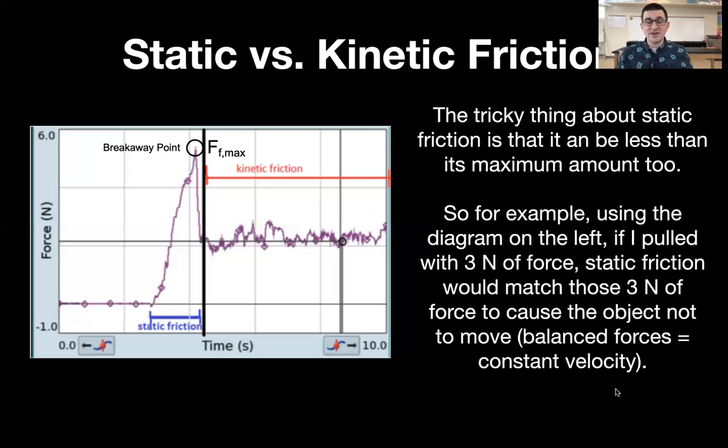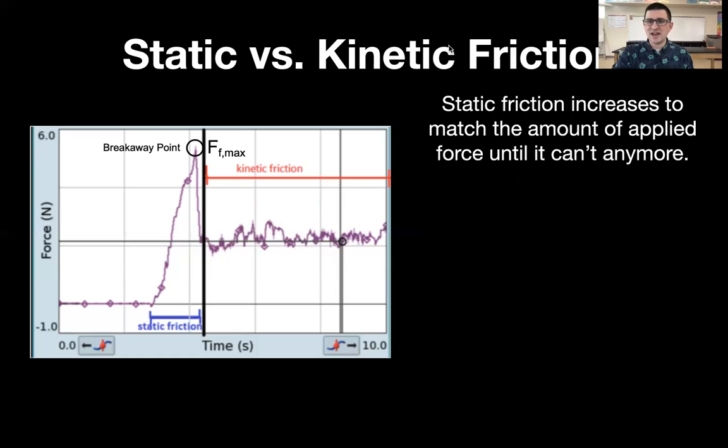So for example, in the diagram on the left, if I pushed with 4 Newtons of force, static friction would rise to match that applied force. So if I pushed with 3 Newtons, the static friction would also be 3 Newtons, because the balanced forces would equal constant velocity. And so if the forces were balanced, then the object wouldn't move. So 3 Newtons to the right by my push, 3 Newtons to the left by friction, balanced forces, constant velocity of 0. And then if I push more and more, I can push all the way up to the breaking point, and then I can push past the breaking point, and then the object starts to move because unbalanced forces equals changing velocity. So static friction increases to match the amount of applied force until it can't anymore.